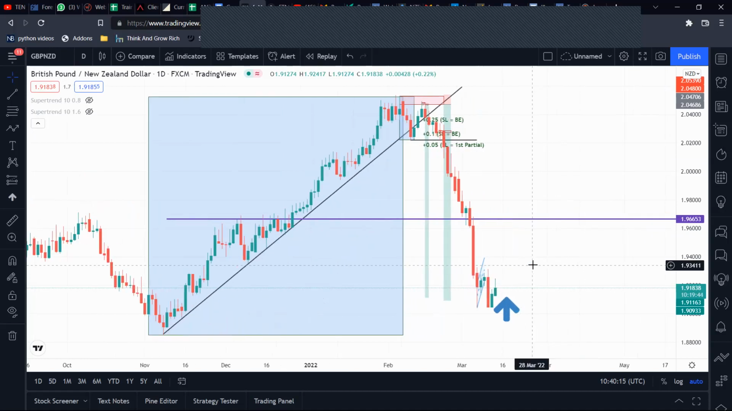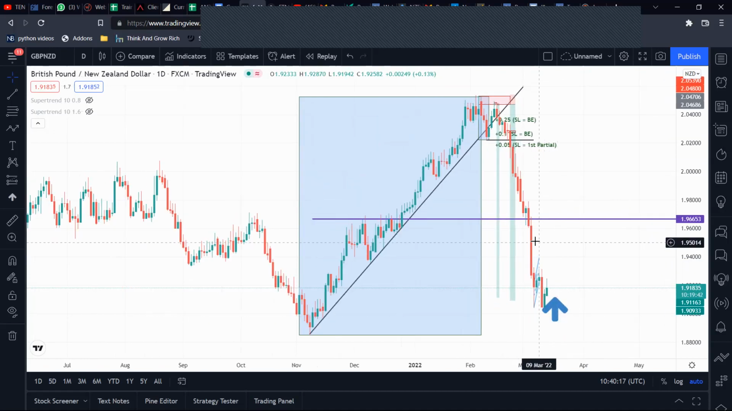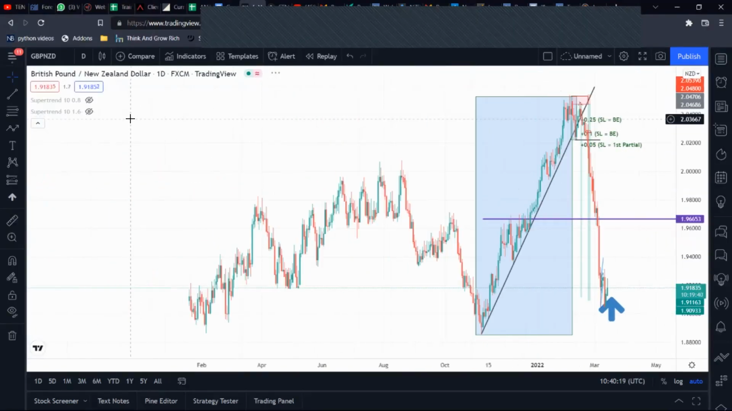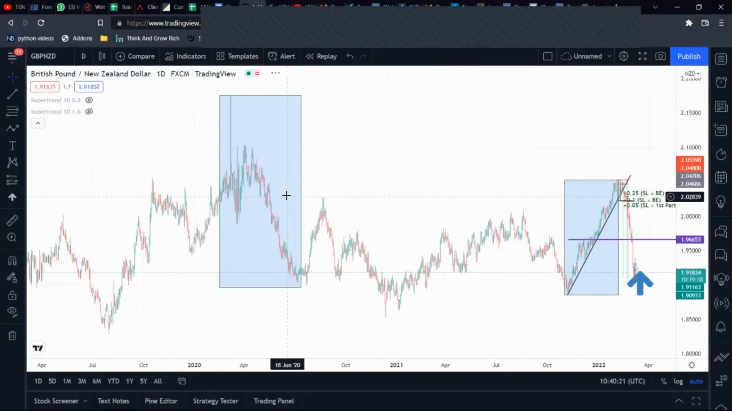But right now, I'm looking to see if we can continue pushing higher. Now, the reason is this. So if we zoom out, you'll notice something, right?